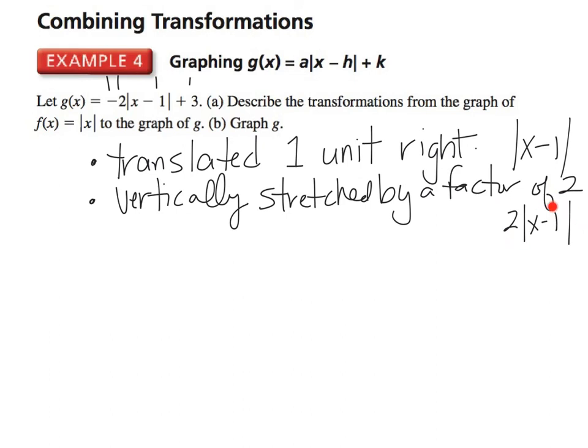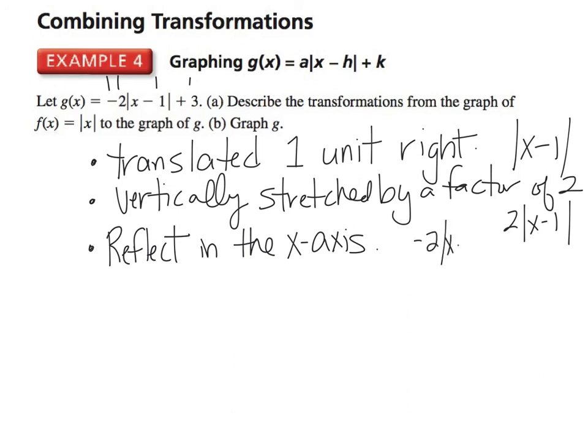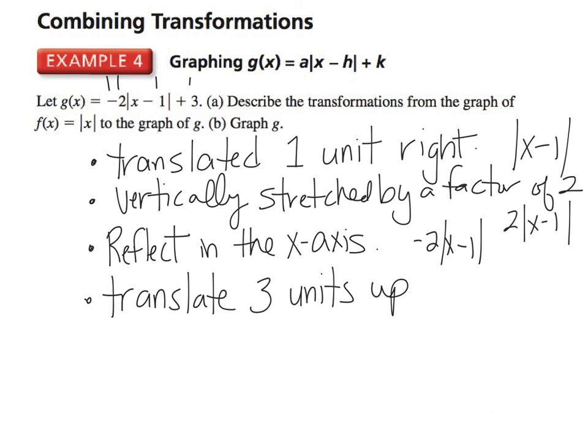And then we get this. So what do we have to do now to the 2? We have to reflect in the x-axis. If we reflect in the x-axis, that's how we get this. Remember, the y values change. So that's why we're reflecting in the x-axis. And lastly, we have to add 3, which means we have to translate 3 units up. So we have all 4 of these transformations occurring.